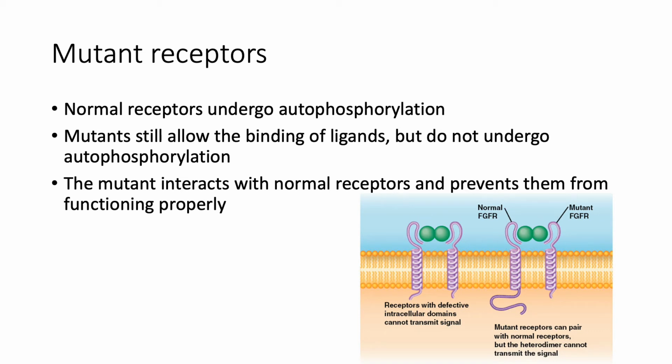Now, some receptors can have a mutation, like the one on the very right, which is labeled. It doesn't have a tail, and therefore it cannot transmit a signal. While normal receptors undergo autophosphorylation, mutants do not, even though they still allow binding of ligands. And this results in non-functional receptors that do not transmit signals to the cell.